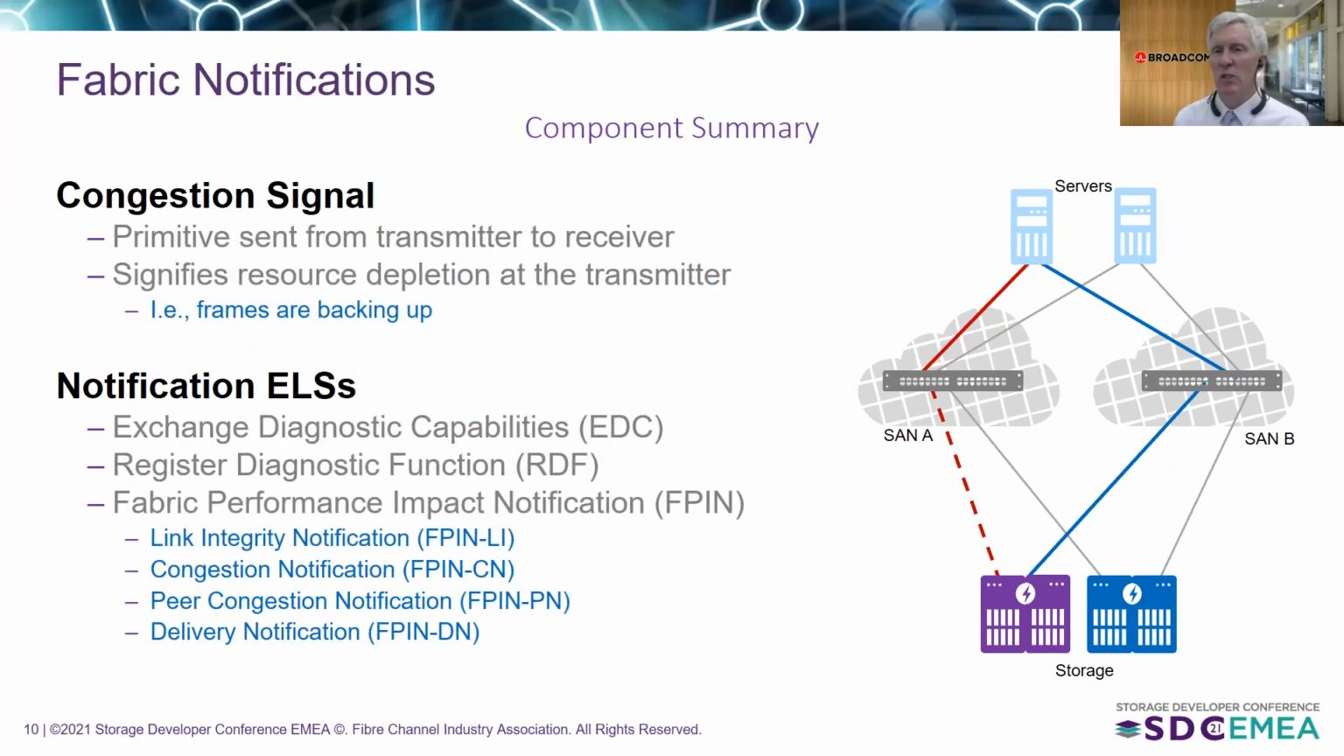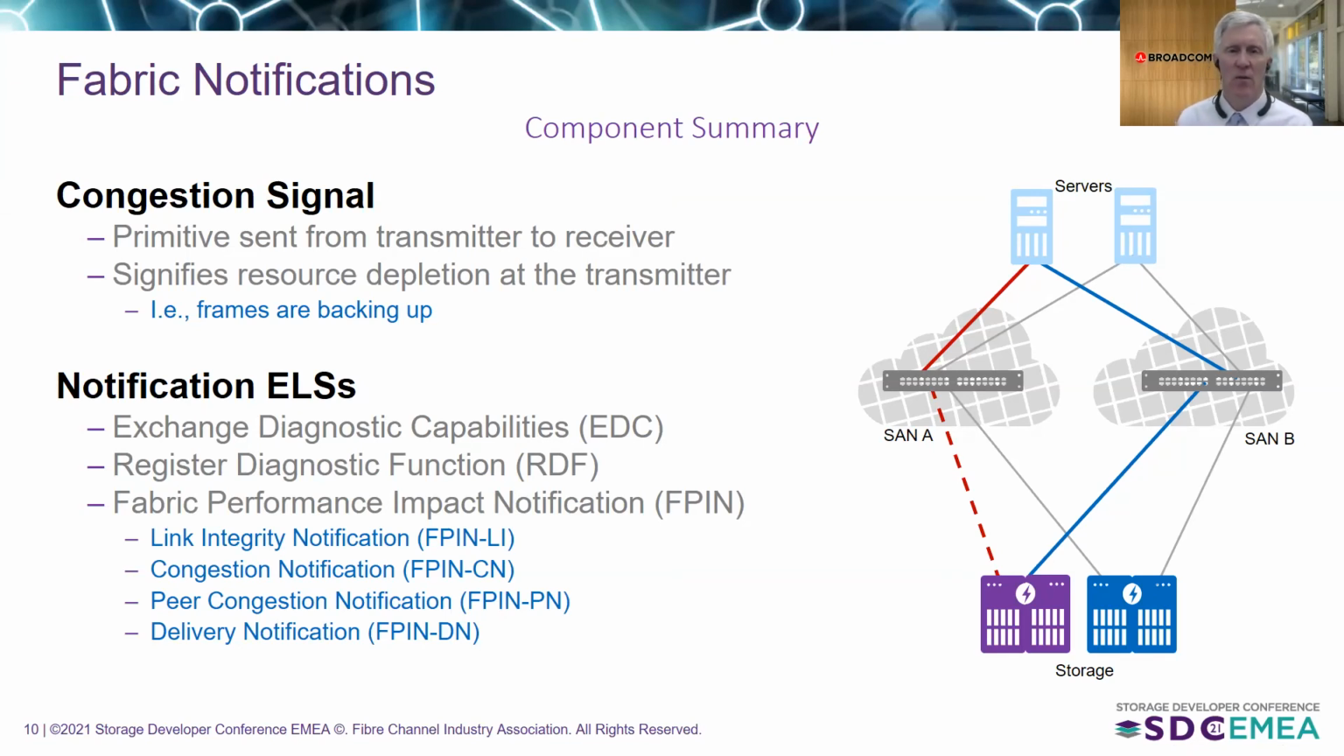Now let's just summarize what we have so far. Fabric notifications consist of a congestion signal mechanism, which is a primitive that is sent from the transmitter to the receiver to indicate that there's resource depletion at the transmitter. That is, frames are backing up at the transmitter and the receiver needs to take some type of action to accept those frames that are destined to the receiving device.